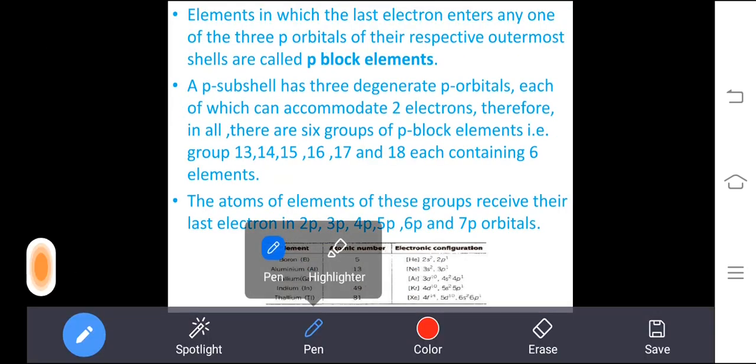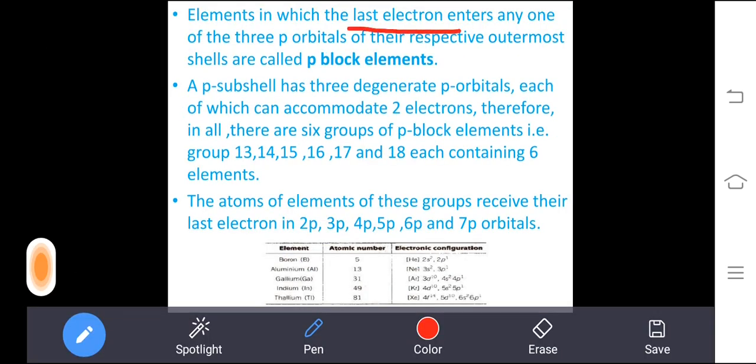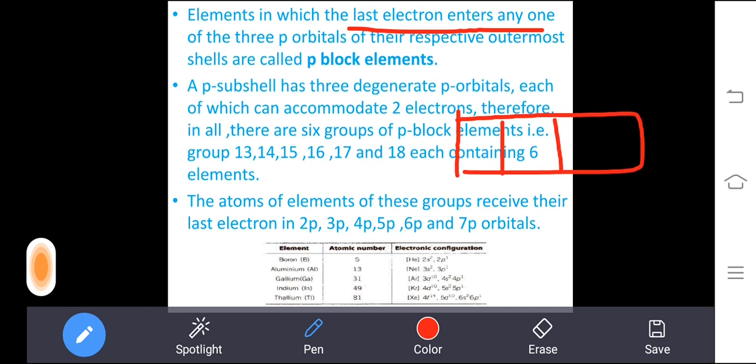In the p block elements, the last electron enters any one of the 3 p orbitals. As we know, the p subshell has 3 degenerate orbitals. So the last electron will enter px or py or pz.